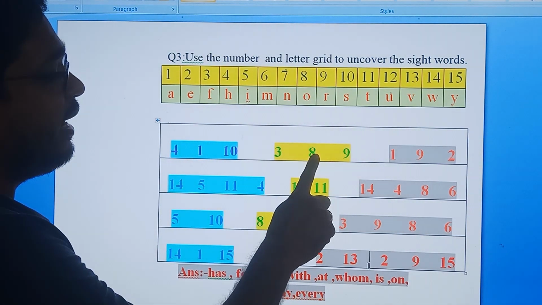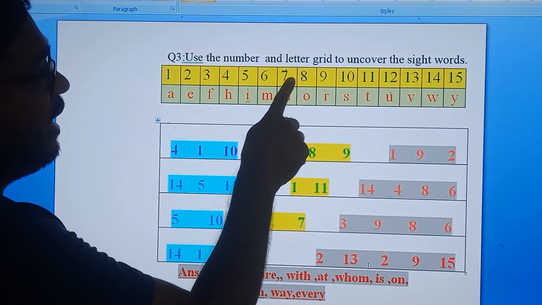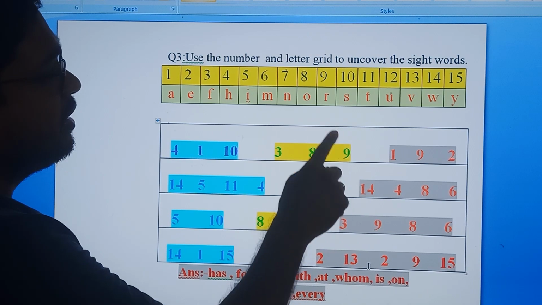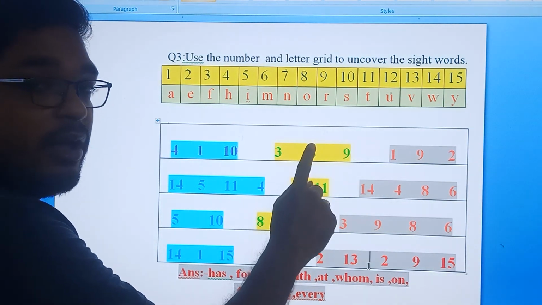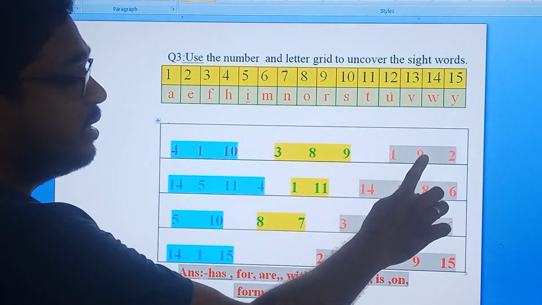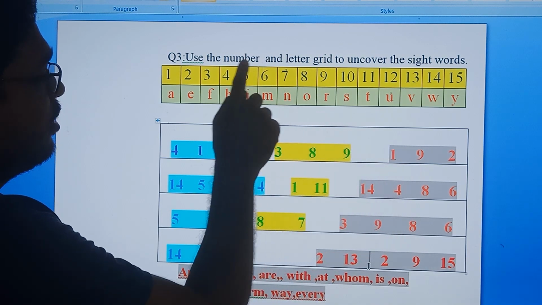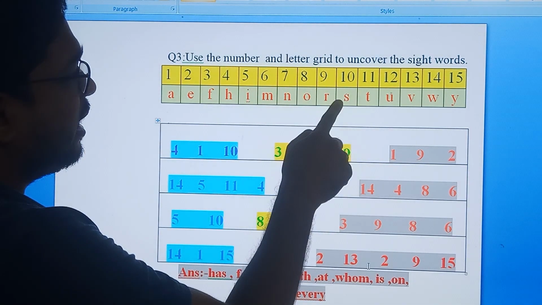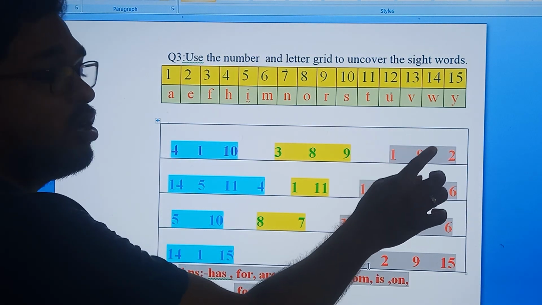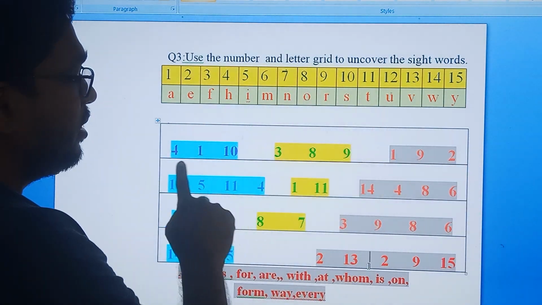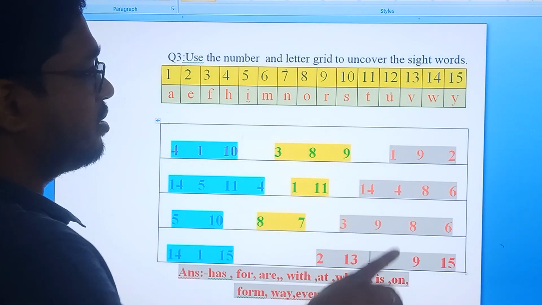Now come to the second number. It's 3, 8 and 9. What is the 3, 8, 9? It's 3 is F, 8 is O and 9 is R. So F, O, R, for. Now come to this. What is this? This is 1. 1 is A, 9 is R, and 2 is E. A-R-E, are. This is also a sight word. Remember, all the letters are sight words.